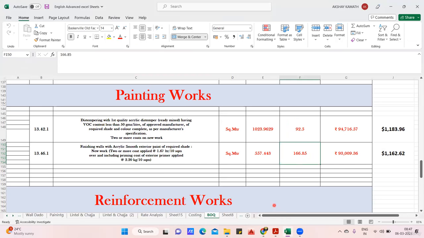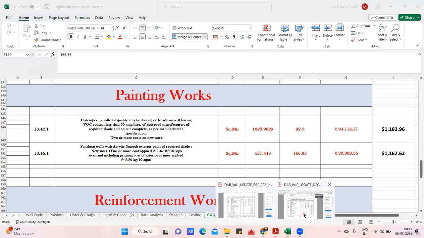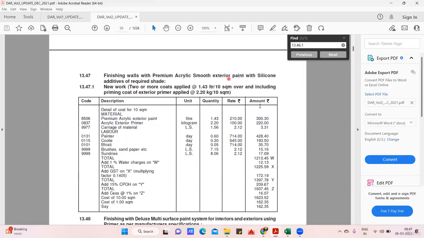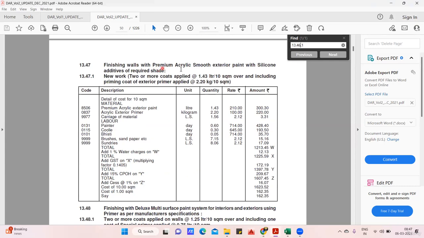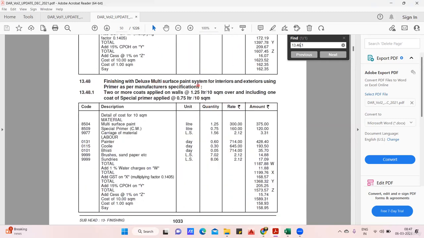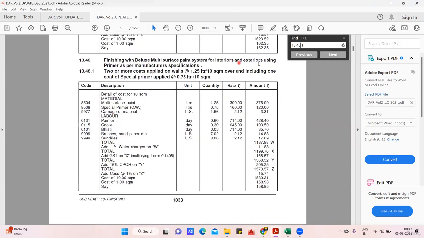So try to prepare your Excel sheet. I didn't prepare, but I've explained to you how it has to be done. So in this way, if you ask me, there are a lot of things. Okay, this is another one. Premium acrylic smooth exterior paint. Here it will cover 1.43 liter per 10 square meter. If this is a requirement, take this. This is another finishing with deluxe multi-surface paint. This is for interior and exterior.